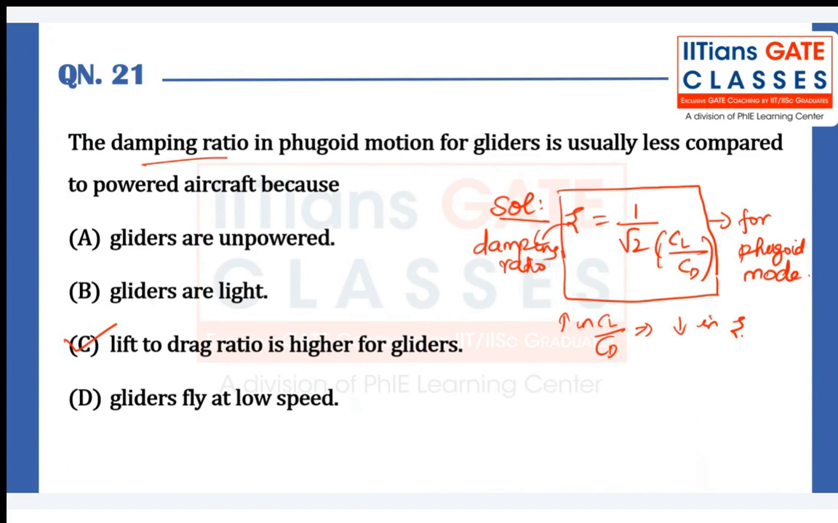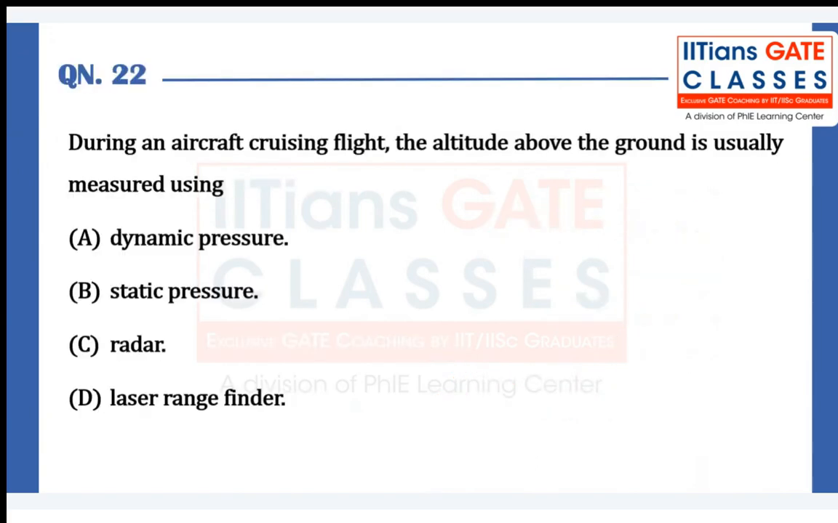Gliders are basically designed such that the aspect ratio is higher. So you can just write: in a glider, aspect ratio is higher. So this is the case. I hope you guys don't have any doubts in this. If no doubts, then let me go on to the next question. Pretty simple problems.